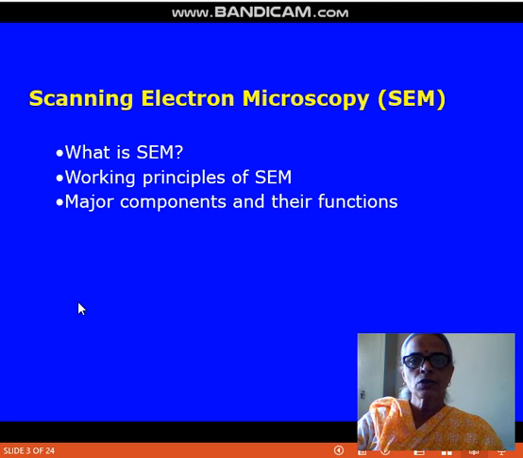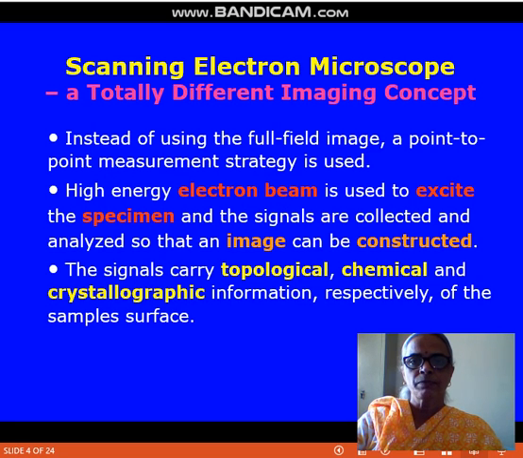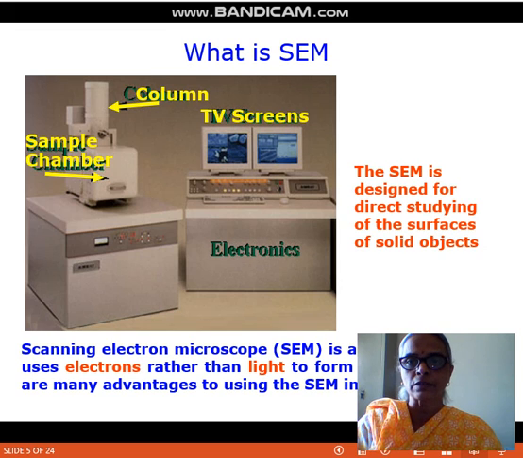The scanning electron microscopy generally uses a different imaging concept. A high energy electron beam is used to excite the specimen, and the signals are collected and analyzed so that the image can be constructed. The signals carry topological, chemical, and crystallographic information, respectively, of the sample surface. So this is the pictorial representation of the machine generally they are using.